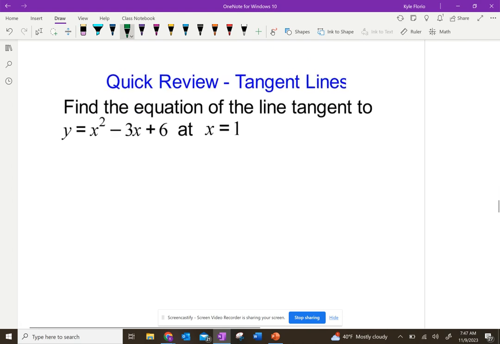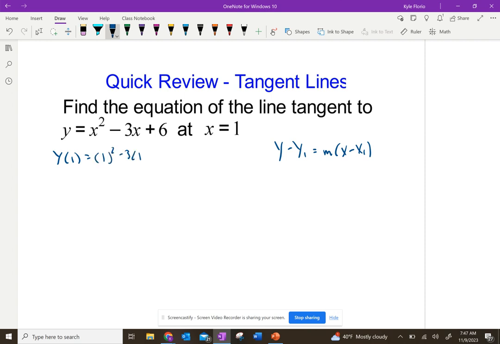Anyways, some tangent line problems, and we may have seen these before. Find the equation of the tangent line to this given function at x equals 1. So to find the equation of the line at a given point, I'm going to use point slope form. I'm given x1. To find out what y1 is, I just need to plug that into the function. So if I plug 1 into my function, 1 squared minus 3 times 1 plus 6, I think that's going to be 4.